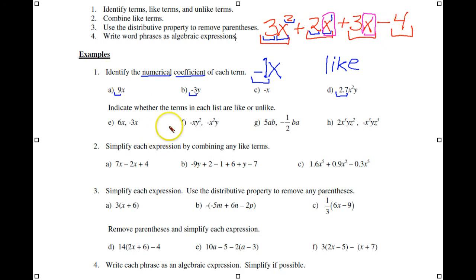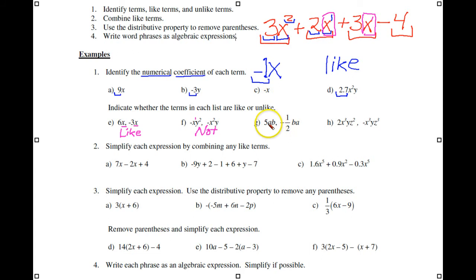Now they're asking us to determine whether the term is like or unlike. Well, here we have a variable of x, a variable of x, so these are like terms. Now here we have x to the first power, x to the second power. So even though they both have an x and a y, these are not like terms.